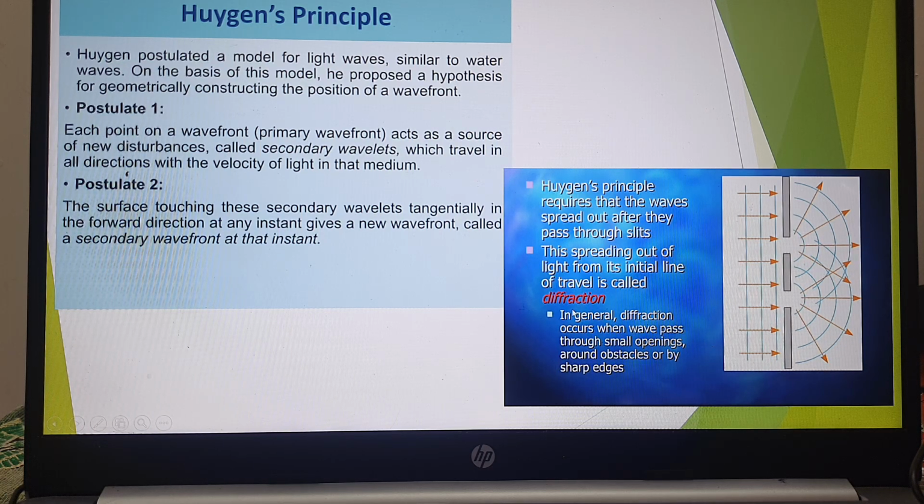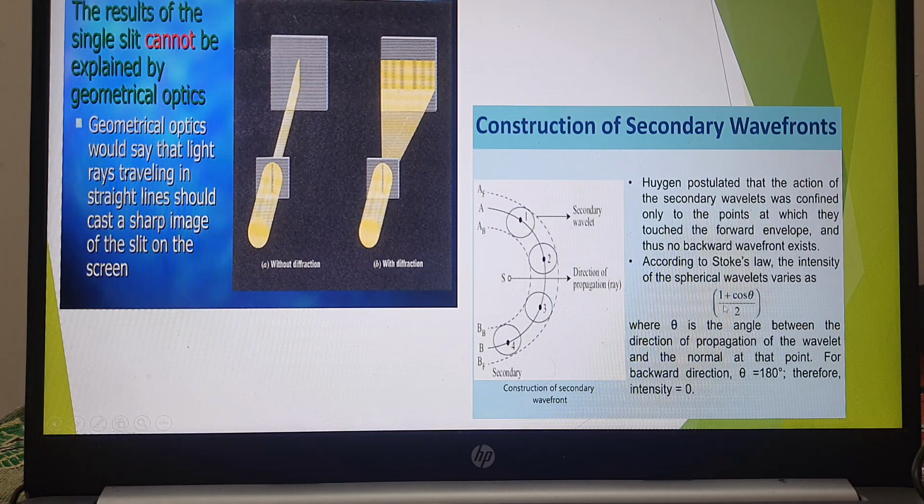In general, diffraction occurs when a wave passes through openings around obstacles or by a sharp edge. Next one, the construction of secondary wavefronts.